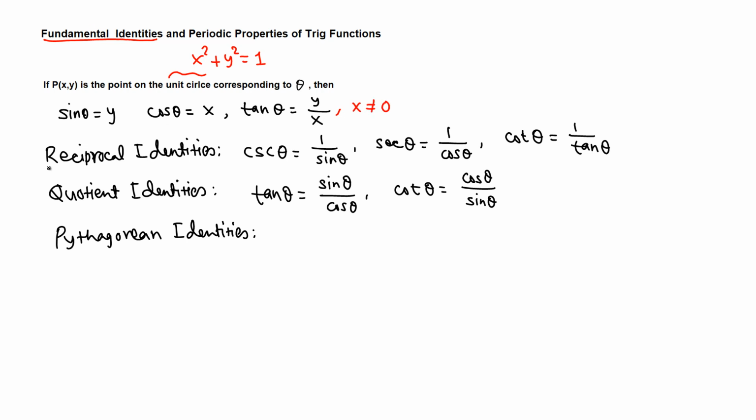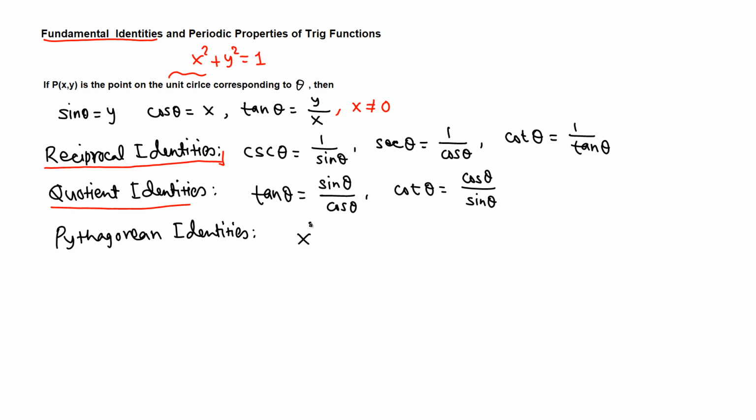Now we can define the reciprocal identities that we've seen before. A reciprocal of sine is cosecant. Cosecant is 1 over sine. Secant is 1 over cosine. And cotangent is 1 over tangent. Similarly, we can find quotient identities because tangent is y over x, and that's sine over cosine, and cotangent is cosine over sine.